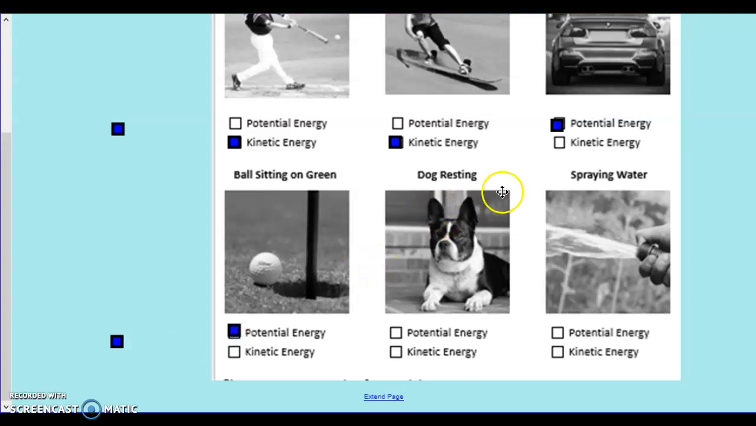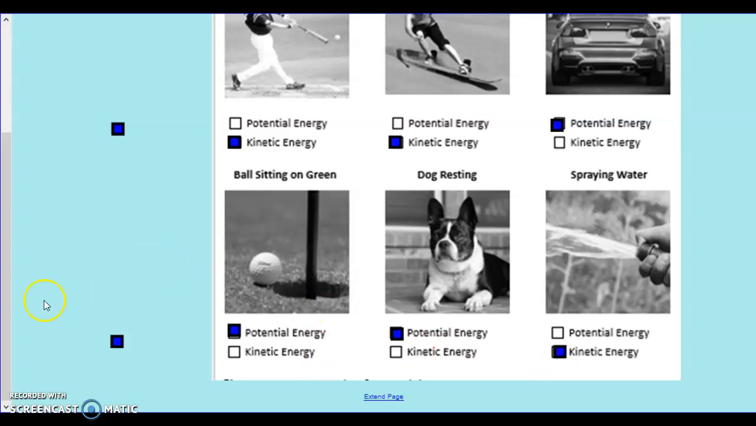How about a dog that is resting? He's very cute. He's just resting. Potential or kinetic? Yep, you got it. Potential energy. Now, if this dog jumps up and runs over to lick you, then that's kinetic energy, right? And spraying water out of the hose. You're probably spraying water on your mom or your brother or sister or probably just having fun, spraying water out of the hose. Potential or kinetic energy? You got it. Kinetic energy.